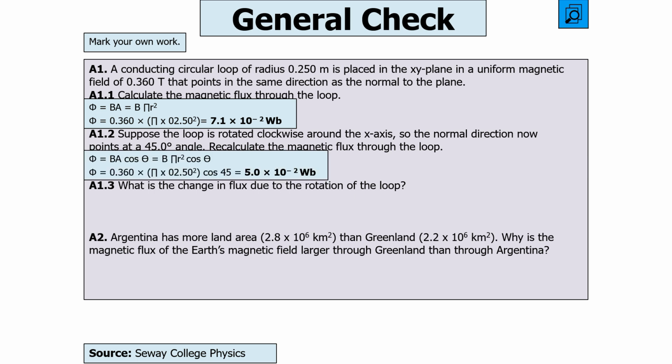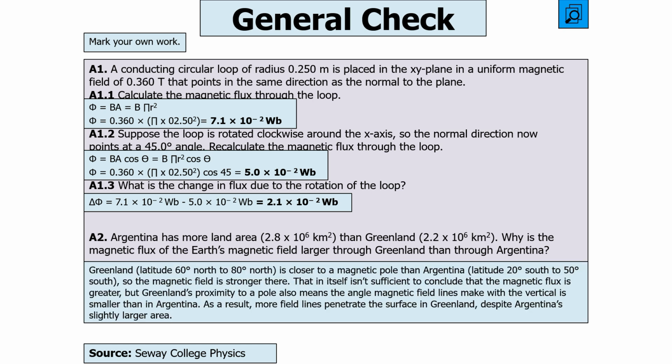In our next question, the flux links to the angle with the equation magnetic flux is equal to BA cos theta. So again we'll take our values for B and A. Remember, A is going to be pi r squared. We then multiply it by cos 45, so we get 5 times 10 to the minus 2 Webers. So what is the change in flux?